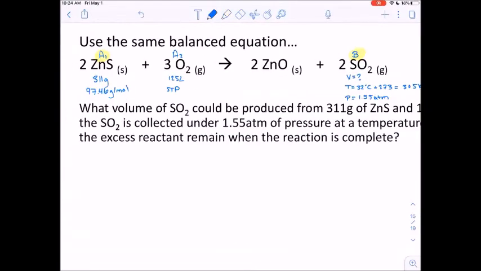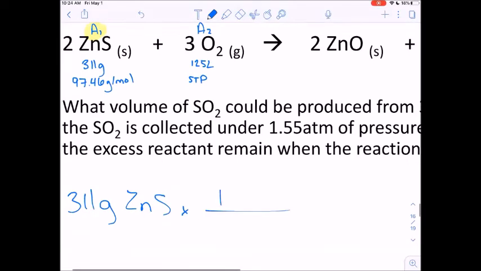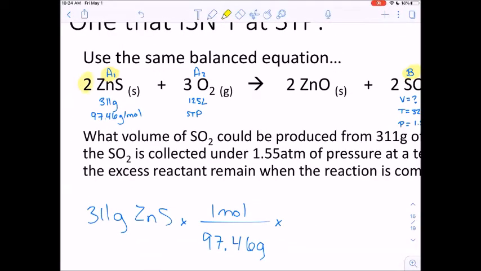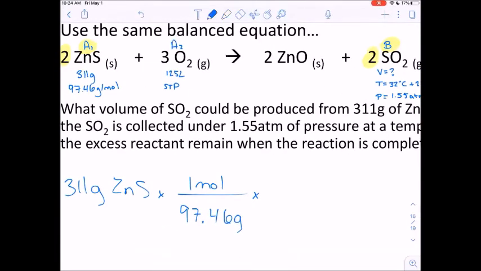So I'm going to start with my 311 grams here of my zinc sulfide. Use my molar mass as my first conversion, so moles have to be on top because grams have to cancel out on the bottom. 97.46 grams. Use my mole ratio. So my mole ratio here, I have 2 moles of ZnS for 2 moles of SO2. So my SO2 goes on top, ZnS on bottom.